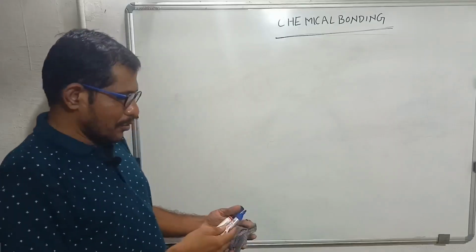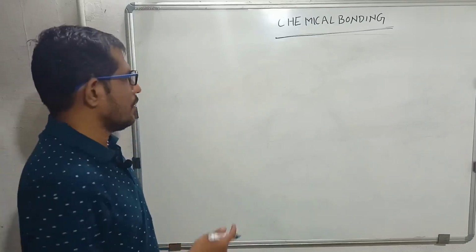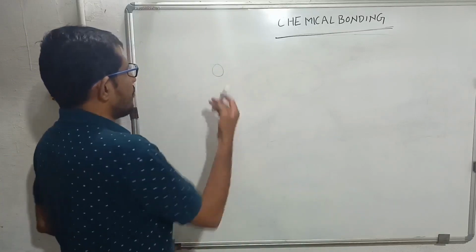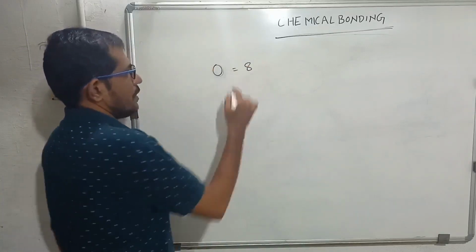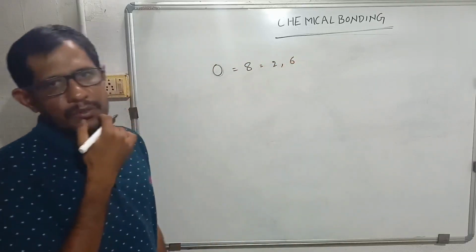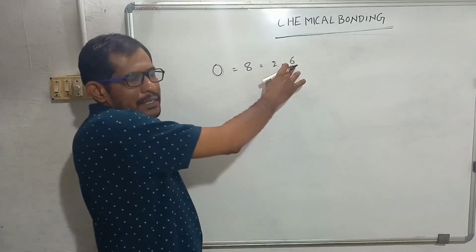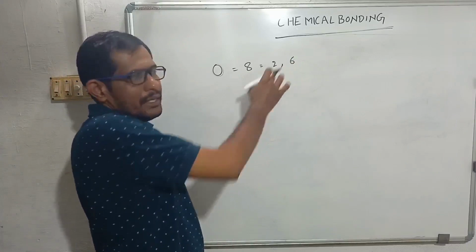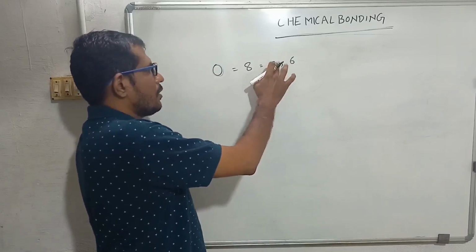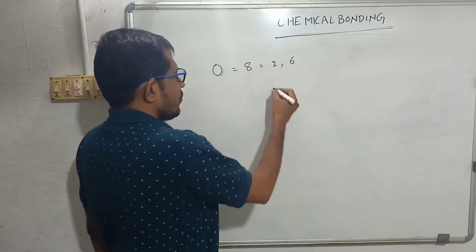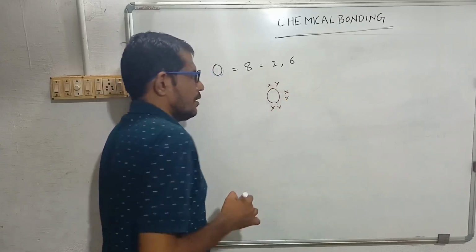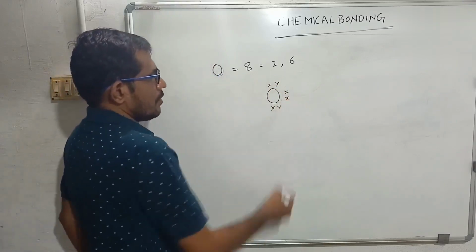Now I will show the covalent bonding in oxygen. Oxygen atomic number is 8. Its electronic configuration is 2, 6. Always we need to take valence shell electrons only, not the inner shell electrons. So how many electrons are there for oxygen? 6 electrons. I will represent like this: 1, 2, 3, 4, 5, 6. You can use dots also.